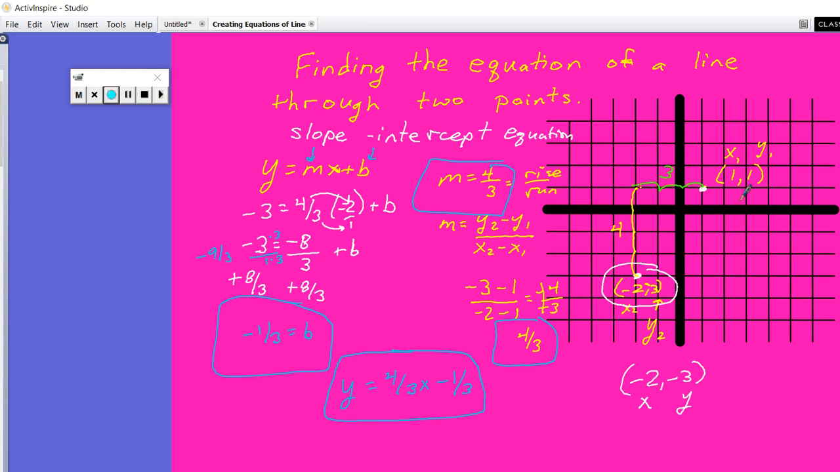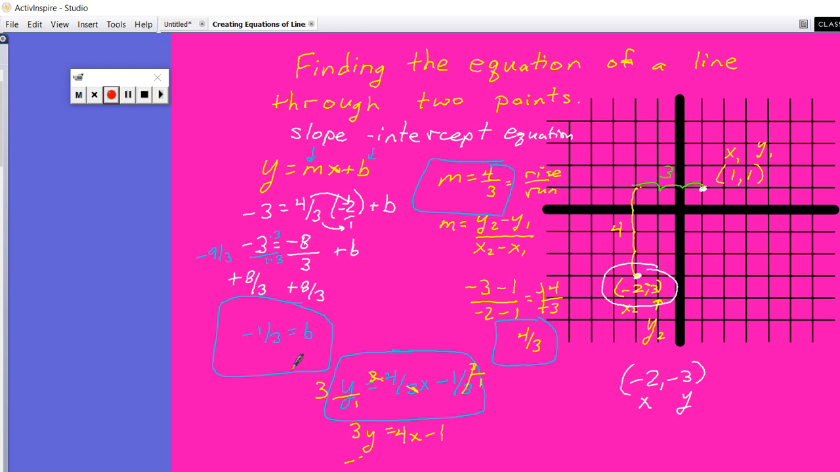If they ask you to put it in standard form, you need to not have fractions. So I multiply everything by the denominator, which is the common denominator, which would be 3. So if I multiply everything by 3, 3 times y is 3y. 3 times 4 is 12, divided by 3 is 4. So in other words, these 3's just cancel, and these 3's cancel.